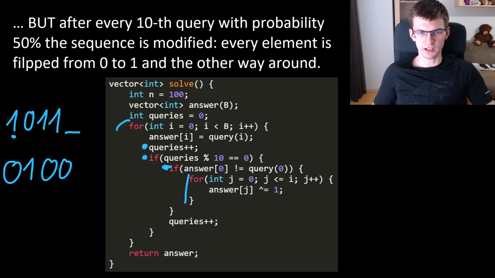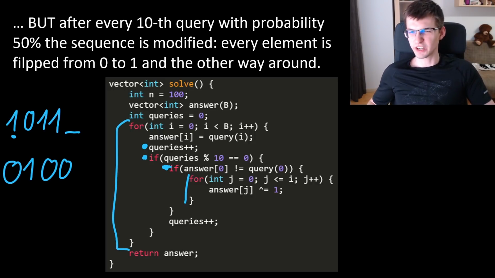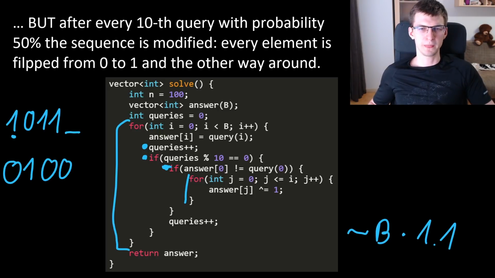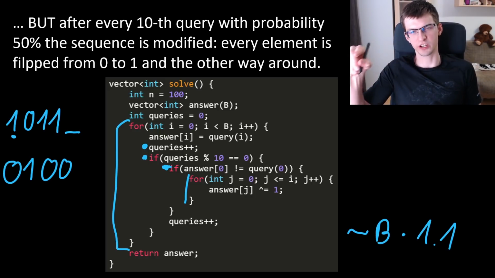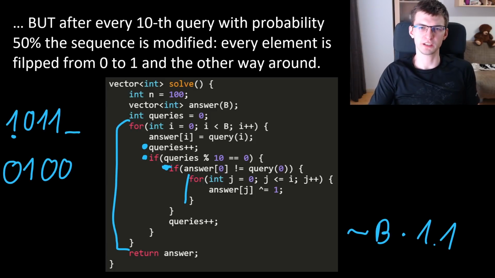And in total, how many queries will be used? Around b times 1.1, something like that. Because we need one query for each element, but also once every 10 queries, we ask an additional one. So something like 110, 111, 112, but we are okay, the upper limit is 150.